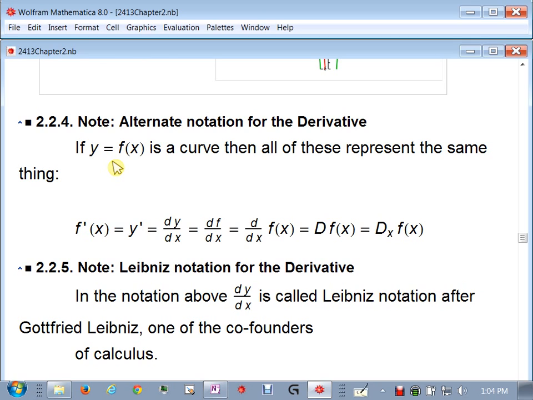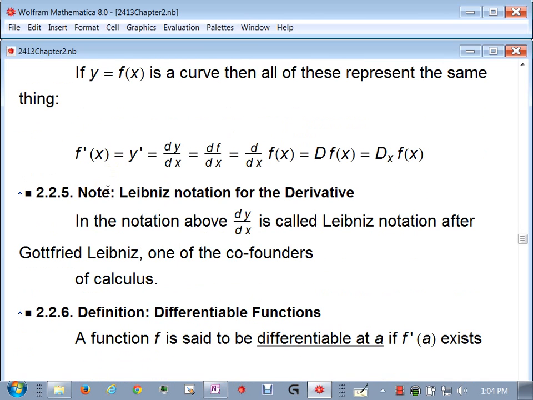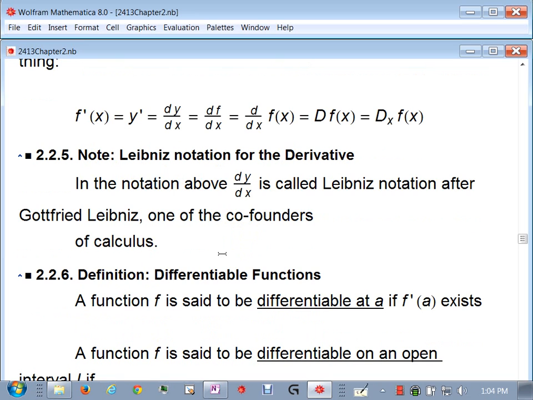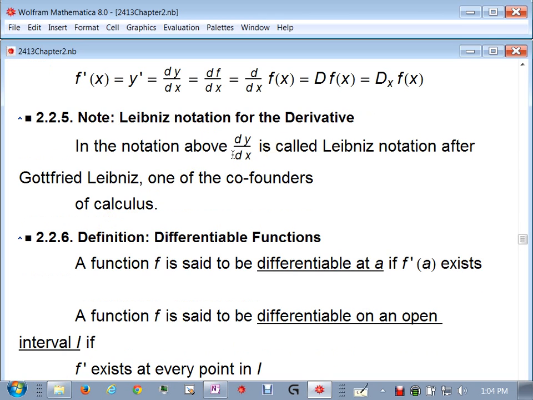So all of those notations are the same, but there's one particular notation that's very useful, and that's this notation with the dy dx. It's called Leibniz notation. It's named after this guy who was one of the co-founders of calculus. The other founder of calculus was Isaac Newton. All right, so we'll use that extensively in this class.